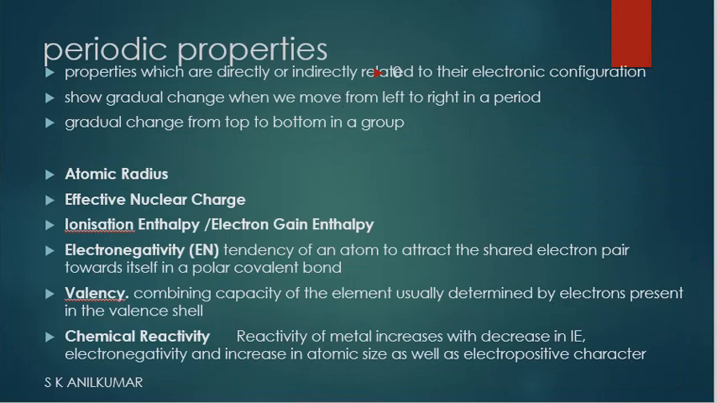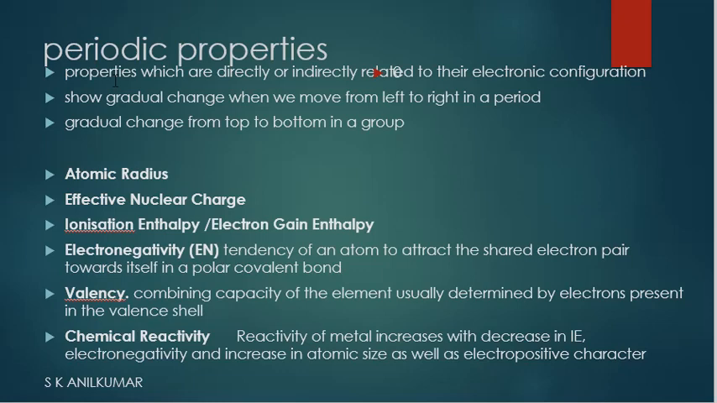What are periodic properties? They are properties which directly or indirectly relate to the electronic configuration. They show gradual change when you move from left to right in a period or from top to bottom in a group. Atomic radius, effective nuclear charge, ionization, electronegativity, valency, chemical reactivity: all these are properties which change as we move left to right on a period or top to bottom on a group.